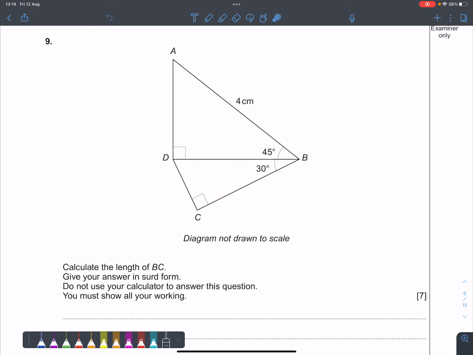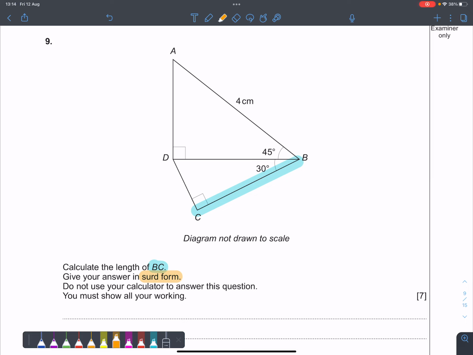Because these triangles have angles involved, it kind of suggests before we even look at the question, this is going to be a trigonometry question. So let's have a look at what we're being asked to find. We're asked to calculate the length of BC. So BC is this length down in here. It says, give your answer in surd form and do not use your calculator.